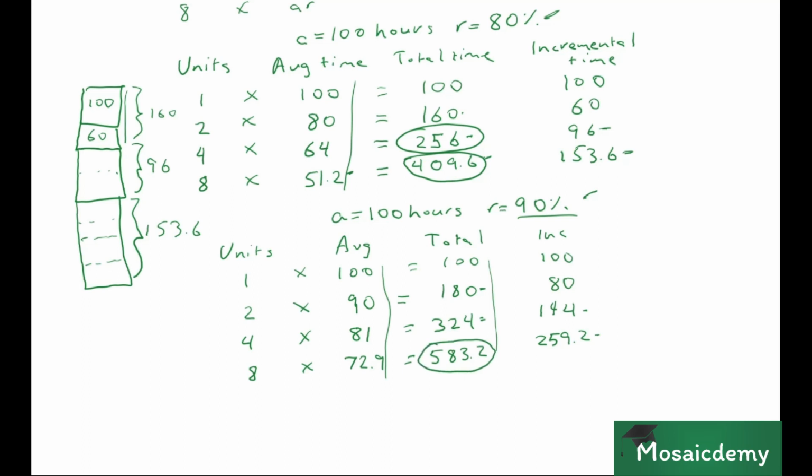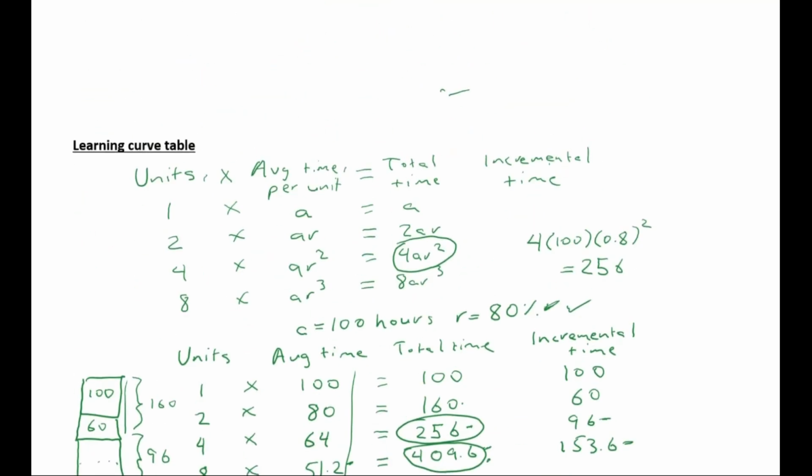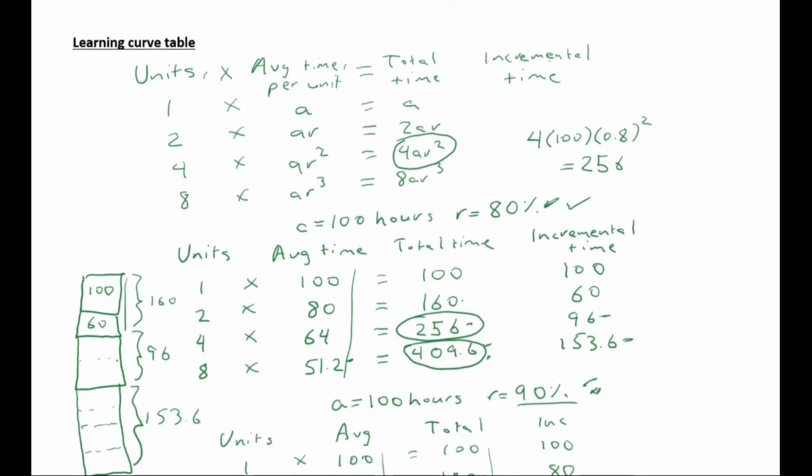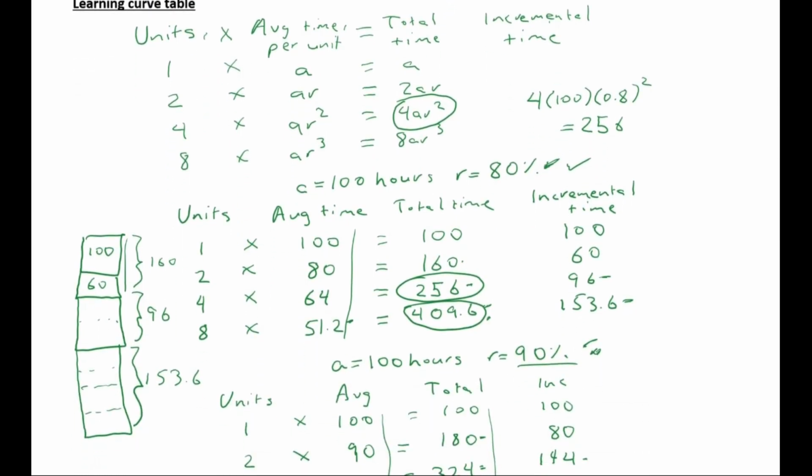So which learning rate is better? Well, clearly 409.6 is much lower than 583.2. So under 80%, we took much less time than we did under 90%. And that's the thing: a lower learning rate is better. So these tables are great. We can use the formulas, the base table formulas we covered up above, to pretty much do any calculation fitting these patterns. But that's the problem with this table as well.